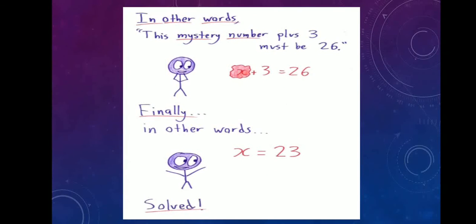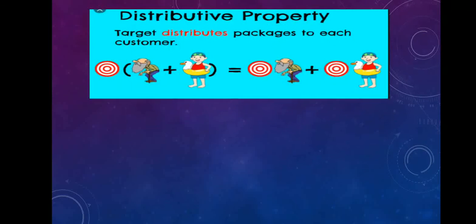This mystery number plus 3 must be 26. That means x plus 3 is equal to 26. In other words, x is equal to 23. So hence it's solved. It's simplified and solved. Now we'll be discussing the distributive property. It plays a major role in the simplification of these upcoming sums.